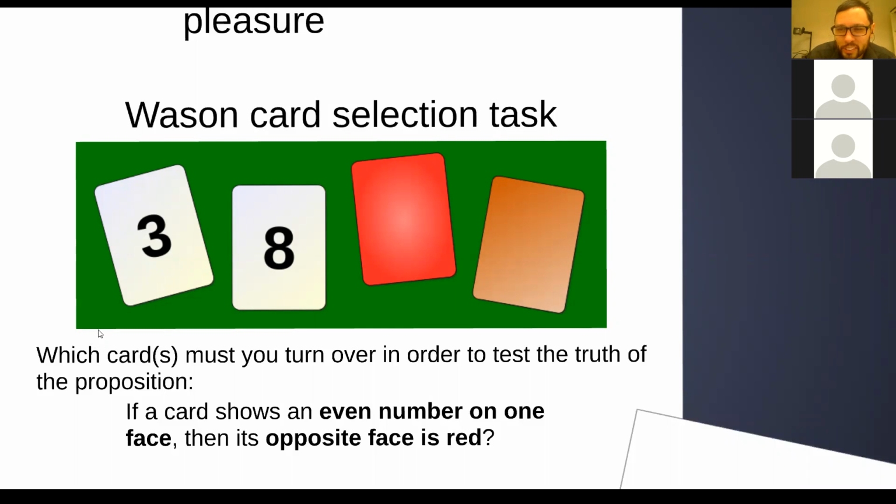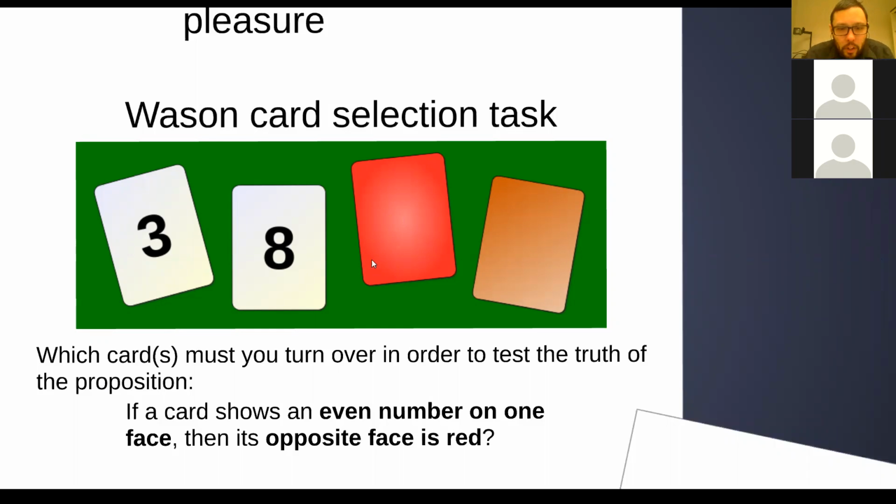I guess I'll just go through it. If someone wants to interrupt and play along, I'd appreciate it. So Reginald says 1. Which card do you have to turn over, Reginald, in order to test whether this is true? The rule is if it's even on one face, it's red on the other. So Reginald says you have to turn over the red card.